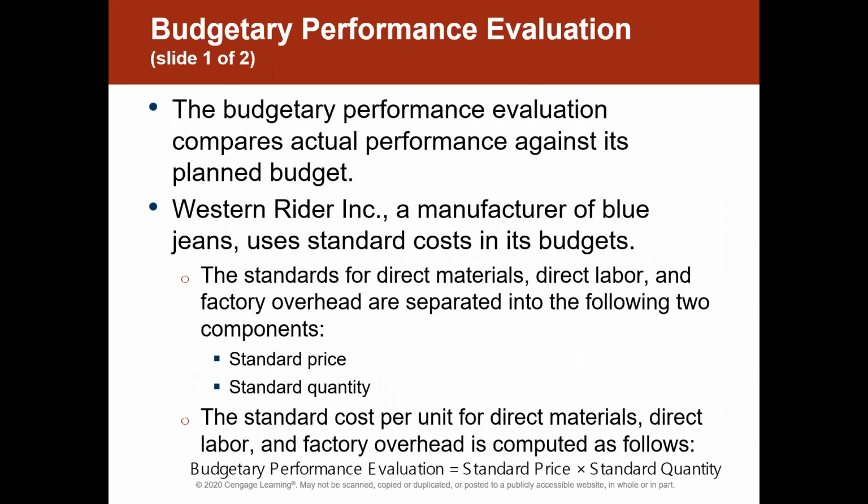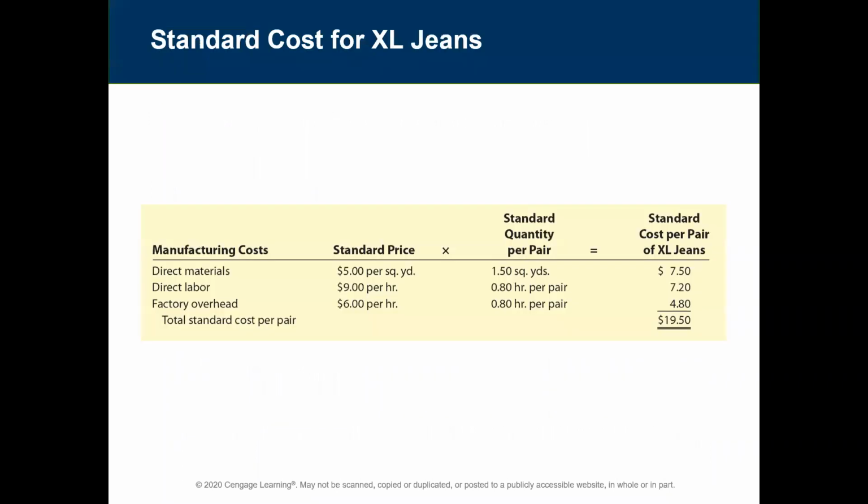One of our exercises, I think it's exercise number 2, we're going to be doing a budget performance report. And so we're going to see here an example of what that looks like. In order to use standard pricing and implement that concept of management by exception, we need to first set the standards. So you can see here an example of what those standards would be.